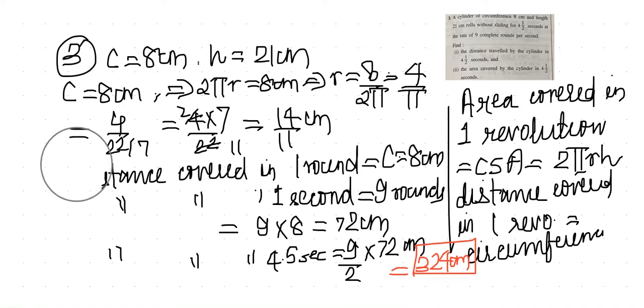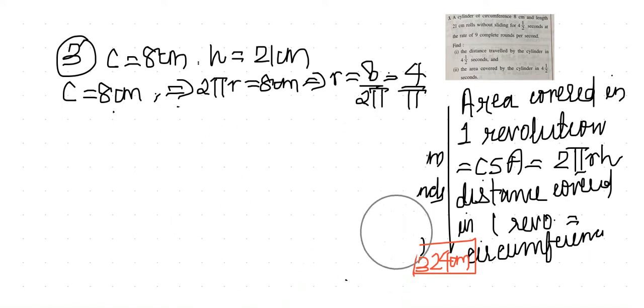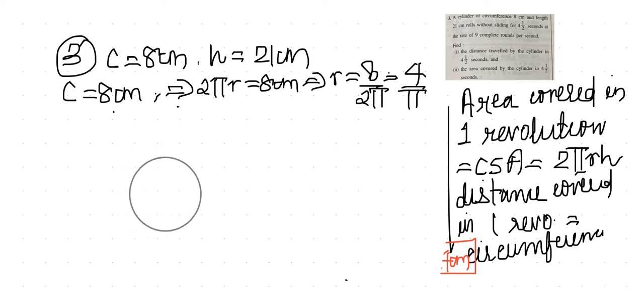Now we'll be moving to the area that has been covered, children. The radius we have calculated as 4 upon pi. If you want you can keep it like that, because anyways it is going to be cancelled. Now write down the curved surface area, or the area covered in one revolution, or else just find out CSA, children. CSA is given by 2 pi r h.